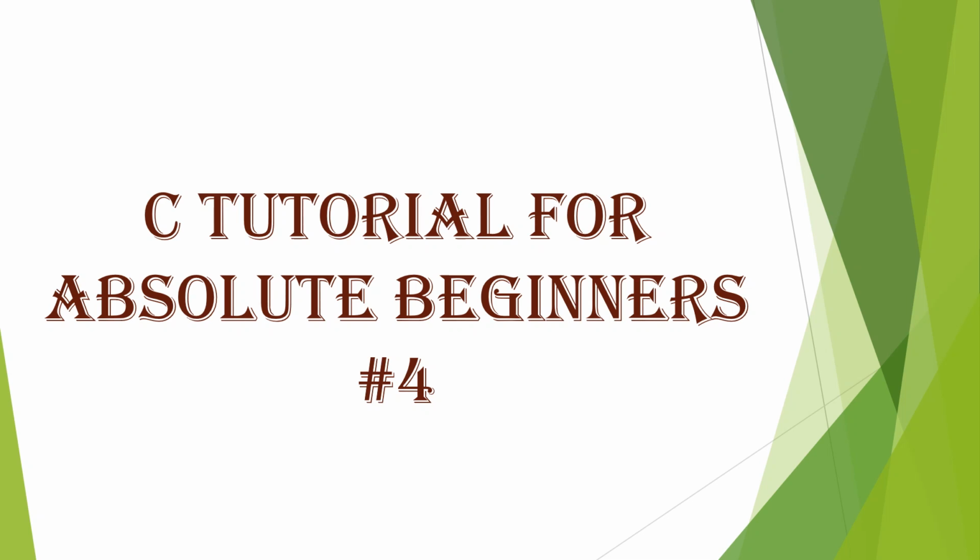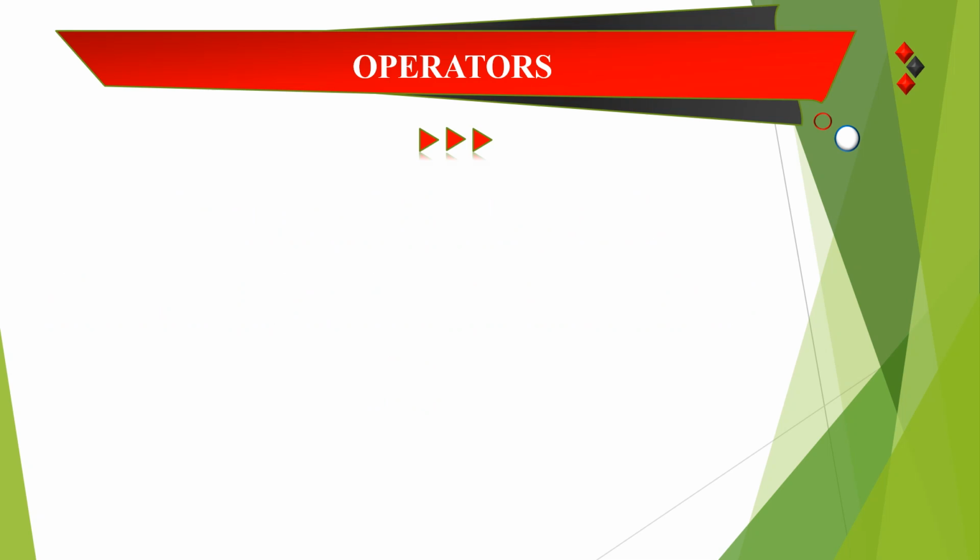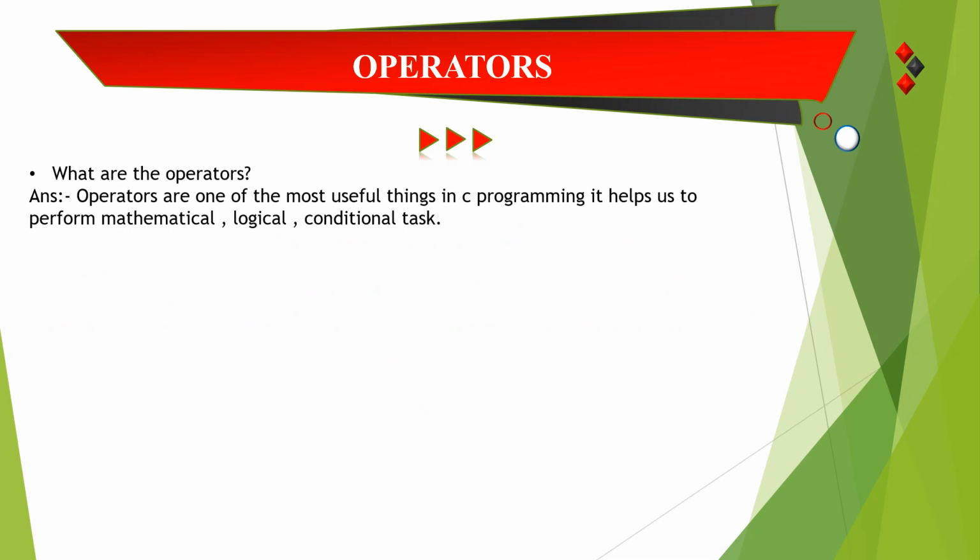So let's start. You have the basic knowledge of operators. You have done many sums using the operators. Operators are nothing but symbols which operate on variables, like addition, subtraction, division, etc. So what are operators? Operators are one of the most useful things in C programming. They help us to perform mathematical, logical or conditional tasks.